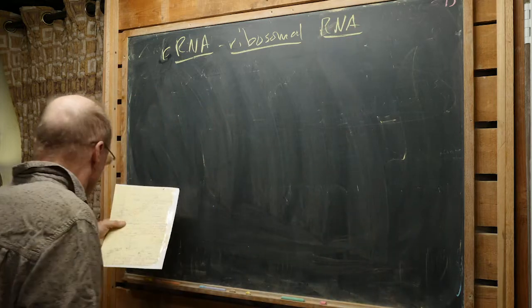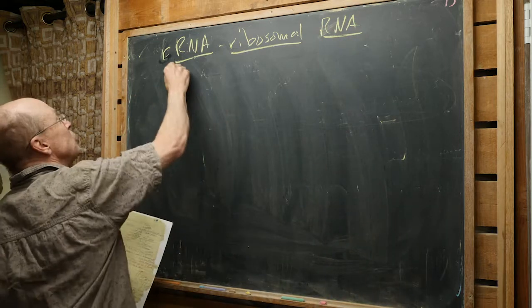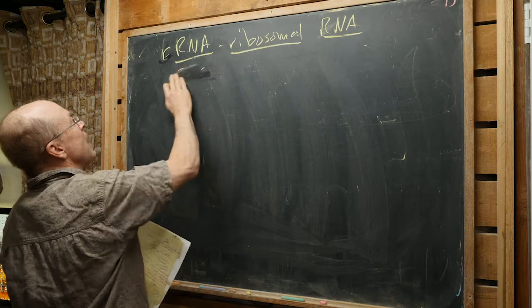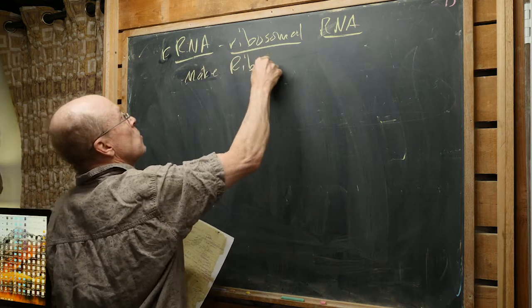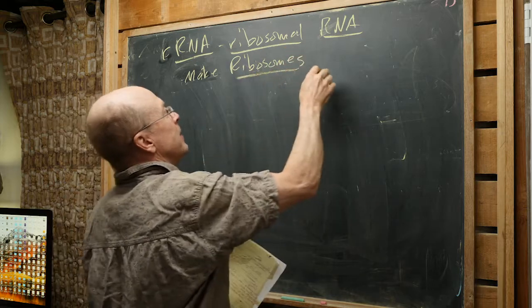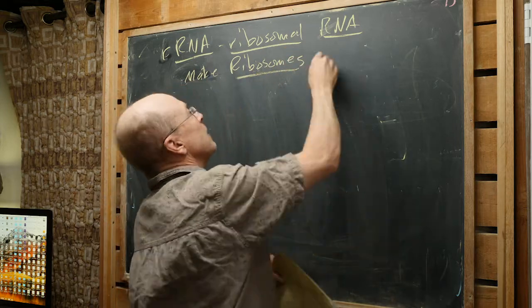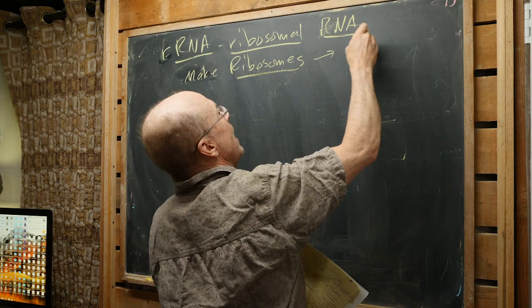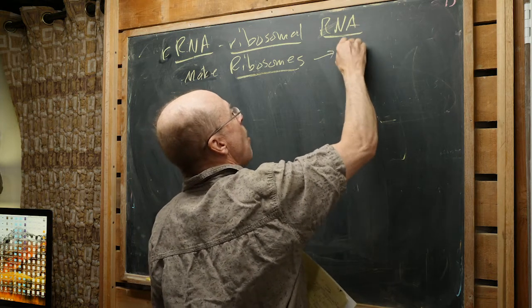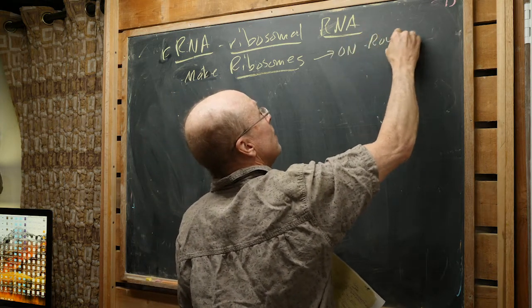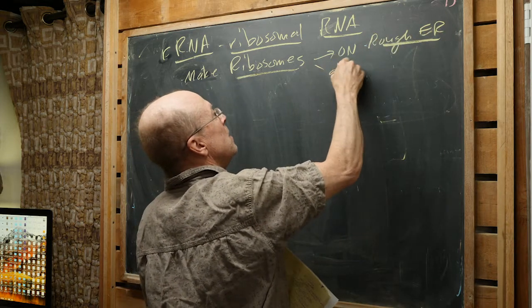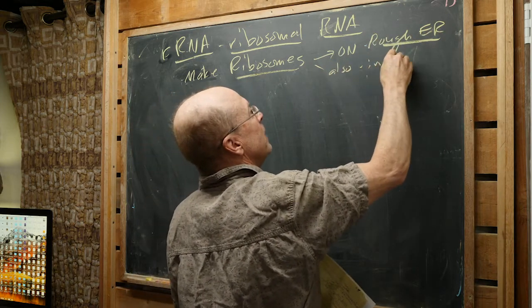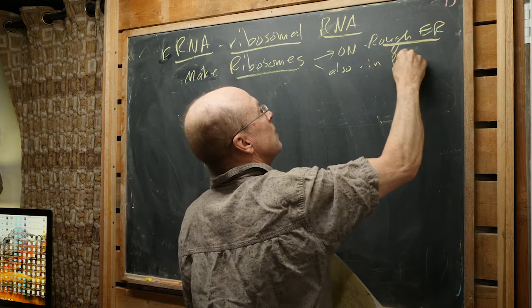So there we have it. We're going to take a look at this. There's 2 subunits. They make ribosomes. And we'll see they have 2 subunits in a second. I jumped the gun. We actually will see these ribosomes on rough ER. We'll also see these in prokaryotes.